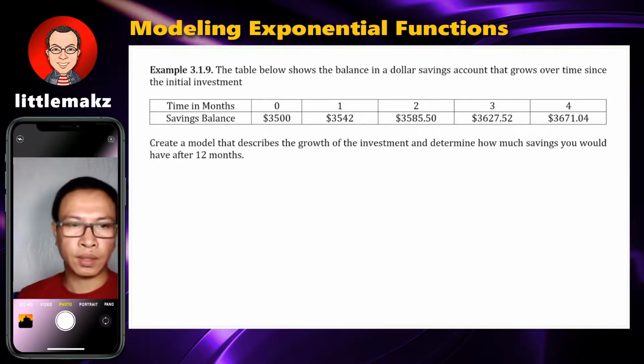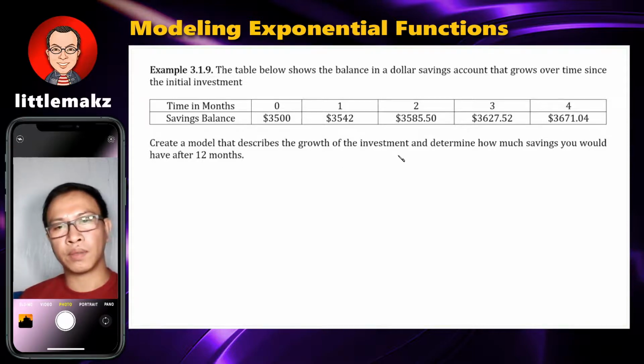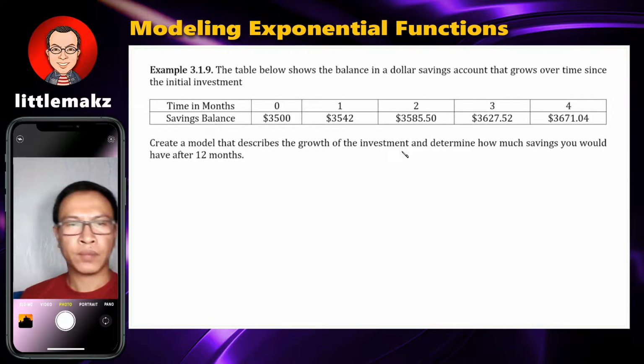Right, we still have another one. We actually have 10 examples to do. So the table shows the balance in a dollar savings account that grows over time since the initial investment. This is actually $3,500 as the initial amount. Now create a model that describes the growth of the investment and determine how much savings you would have after 12 months. So in this case, what do we do?